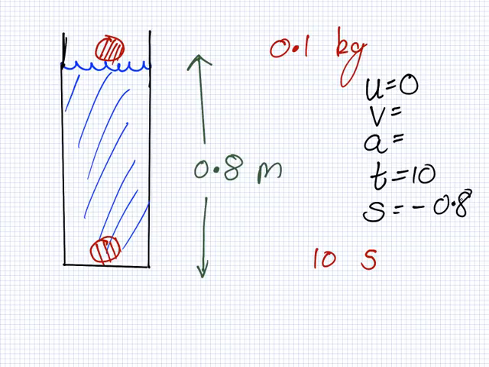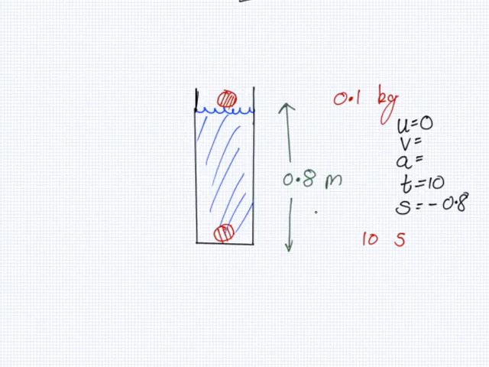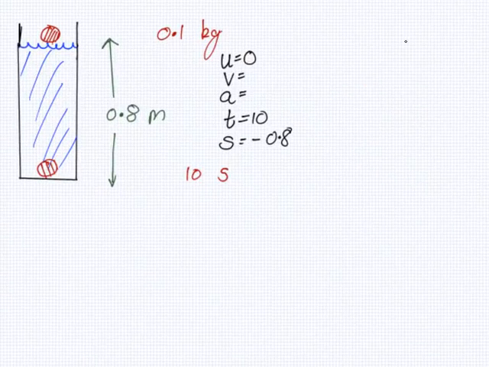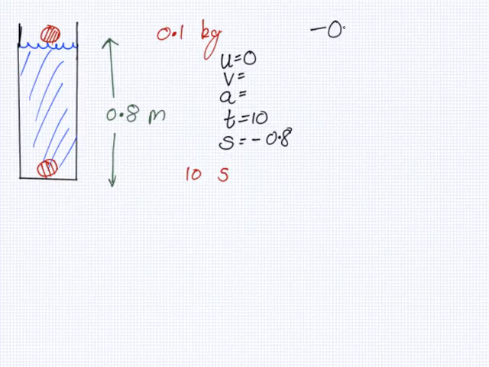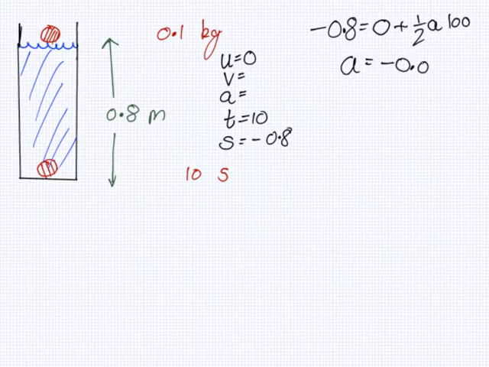So let's calculate the A. What formula could we use? Not v squared. S equals ut plus a half a t squared, where t squared is 100, half of that is 50, so it's going to be very small. A equals minus 0.016 meters per second squared. Okay, so write this much down.